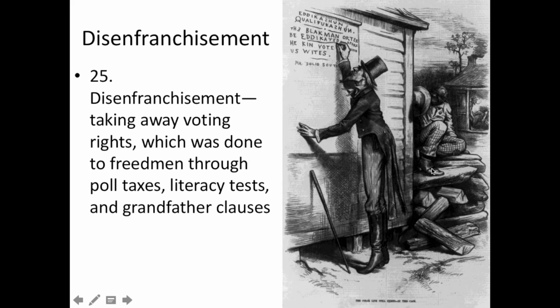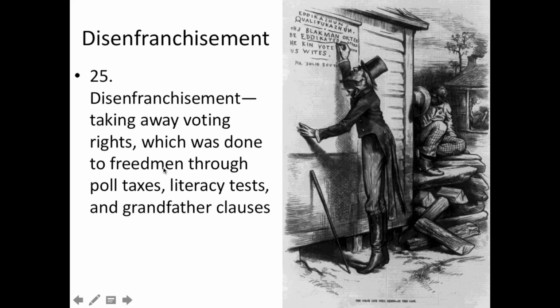So the last term we need to talk about is disenfranchisement. Disenfranchisement is a way that the South would try to undo the 15th Amendment. Keep in mind, the 15th Amendment said that the ex-slave males had the right to vote. Well, what they're going to do in the South is take away that right to vote. But they're not going to do it just by saying, well, if you're a black person, you do not have the right to vote. They're going to do it under a separate system without having to explicitly say it.